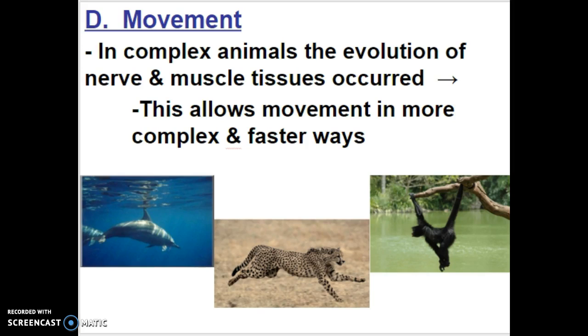Animal movement. Animals had to evolve complex ways to move because they live in a lot of different habitats. We have mammals that are swimmers and runners and jumpers and flyers. So complex muscle tissues needed to occur. That allows for more movement in complex and faster ways.